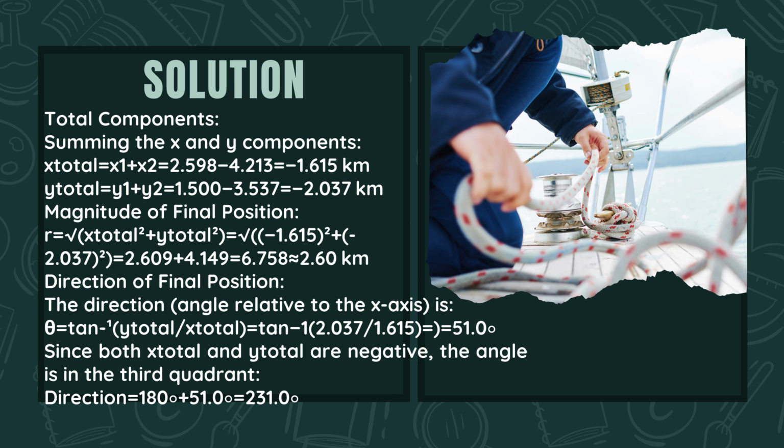Direction of final position, the angle relative to the x-axis, is theta equals tan inverse of total y over total x, equals tan inverse of 2.037 over 1.615, equals 51.6 degrees. Since both total x and total y are negative, the angle is in the third quadrant. Direction equals 180 plus 51.6, equals 231.6 degrees.